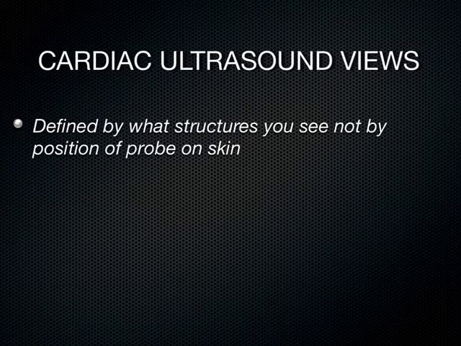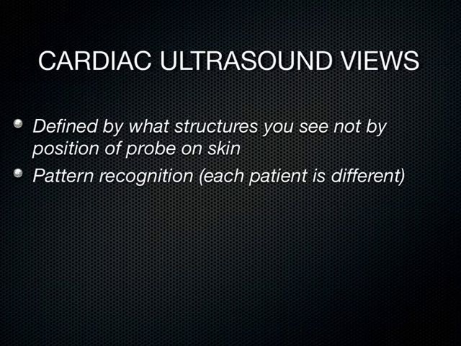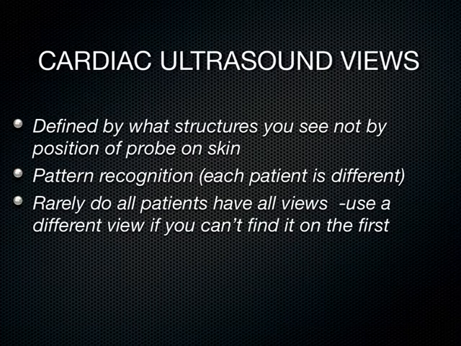So how do we define cardiac ultrasound views? Well, they're defined by the structures that you see on the screen, not the position of the probe on the skin, because everybody's got a different chest wall shape, and what you're really looking for are certain patterns on the screen, more so than exactly where to put the probe on the chest. Because in some patients the parasternal long is going to be the second intercostal space. I've found it all the way down at the 5th, 6th intercostal space, believe it or not. It's very patient dependent, and most patients don't have all the views.